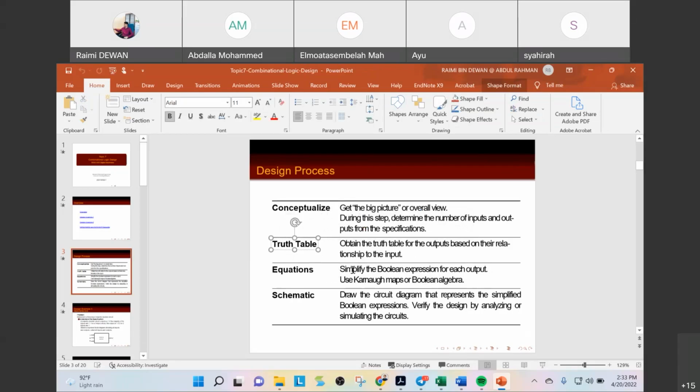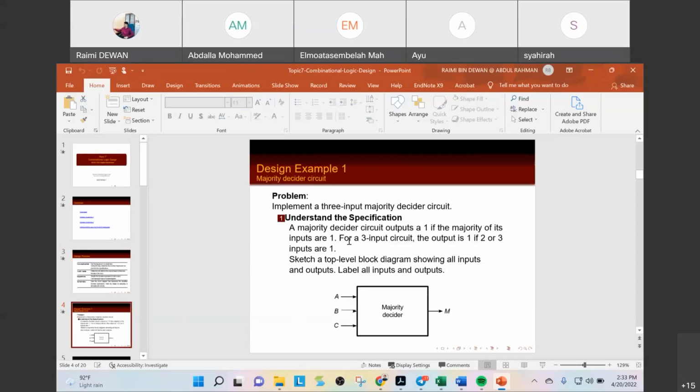In the equation step, you simplify the Boolean expression for each output. You can use Karnaugh map, KMAP, or Boolean algebra to simplify. For KMAP, whether you loop 1s or loop 0s depends on the question. After that, the final process is the schematic. Draw the circuit diagram that represents the simplified Boolean expressions, meaning you draw the boxes containing the logic gates. First is you design.